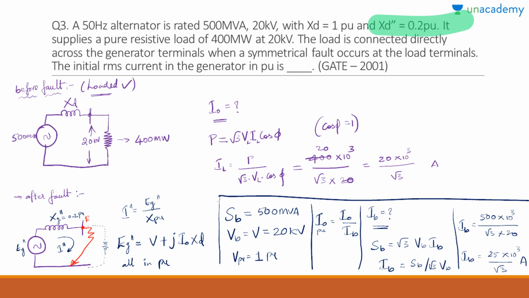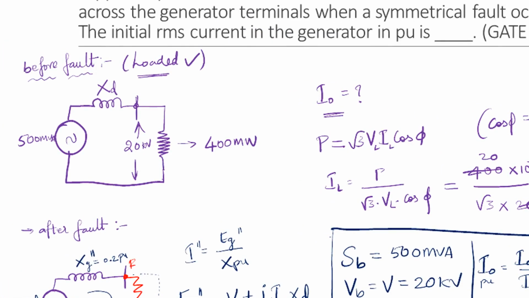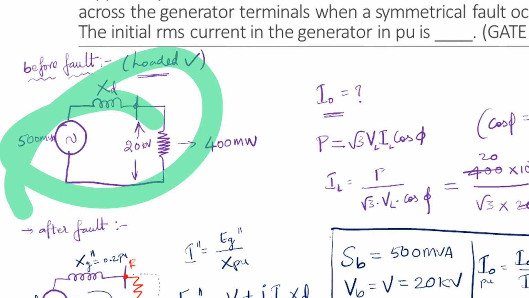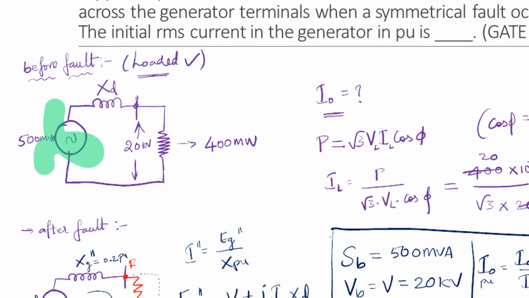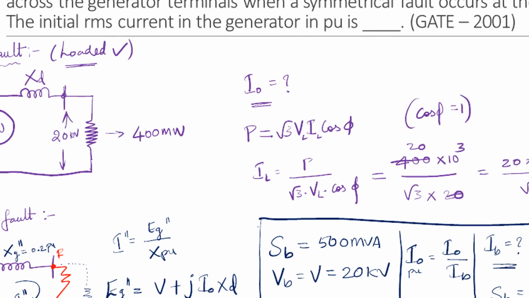So you just determine, before the occurrence of the fault, what is the state of the system. Before the fault, the system is loaded, as directly mentioned, and from this you can deduce the circuit of the given system before the fault. There is a generator supplying a resistive load of 400 megawatt at a voltage of 20 kV. Now I want to find out the pre-fault current. That is our main aim.